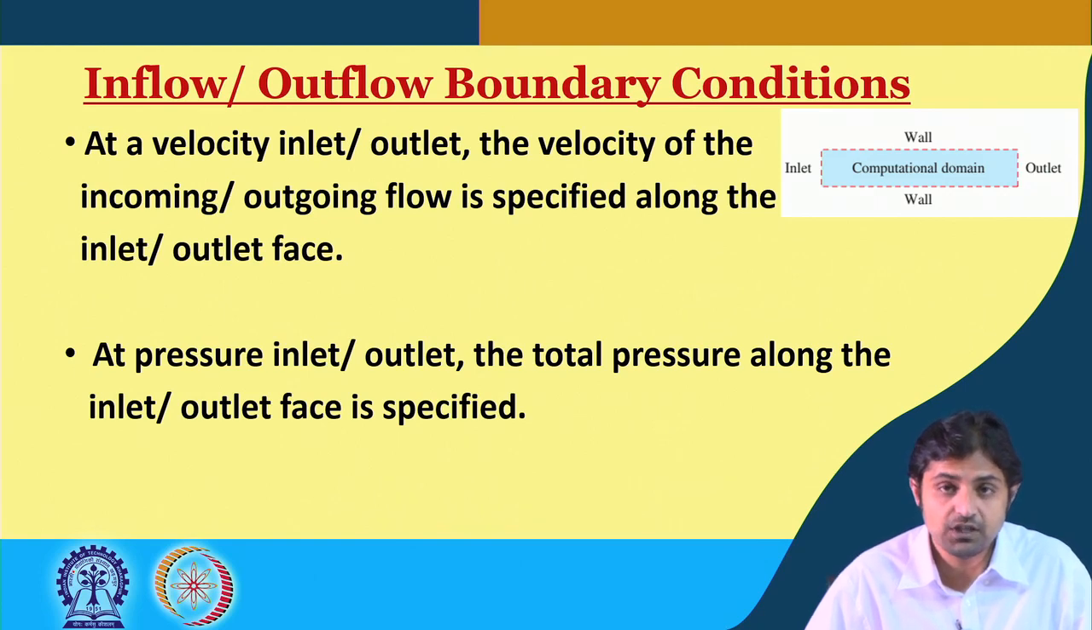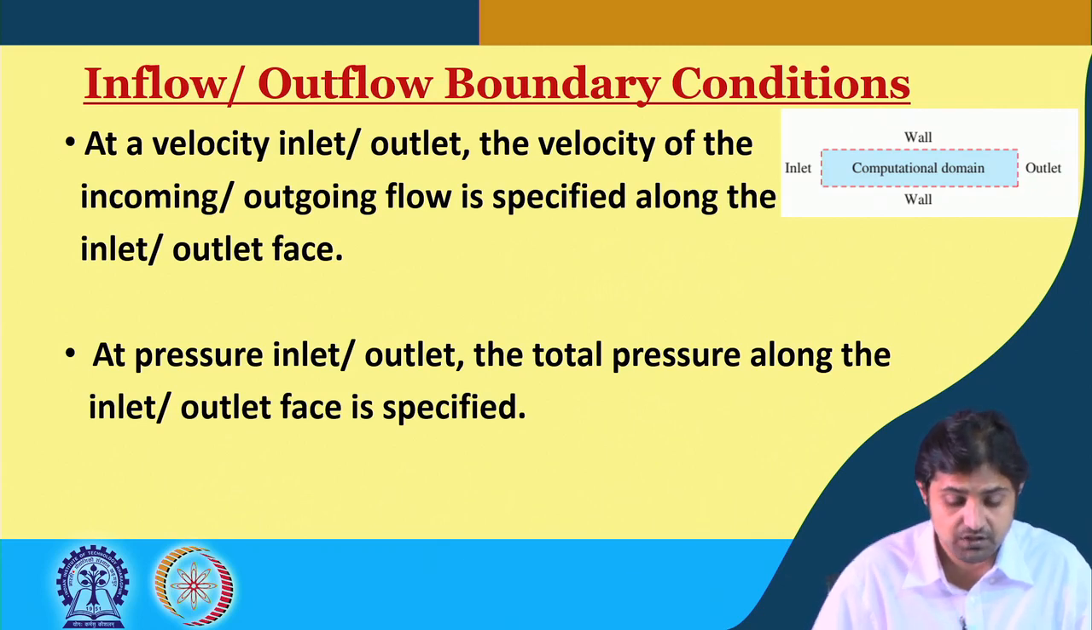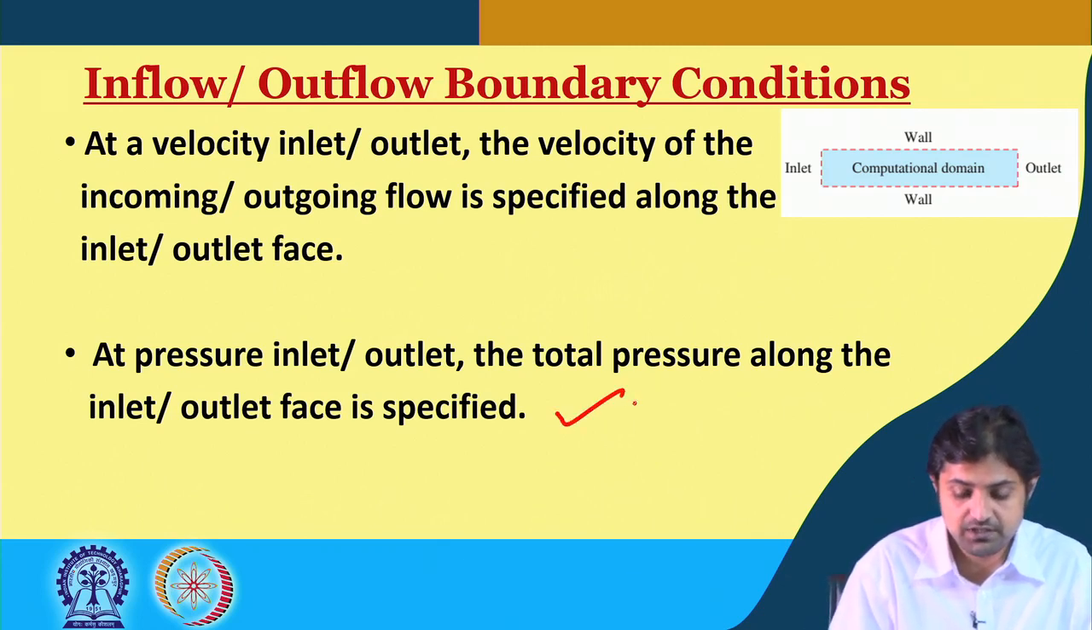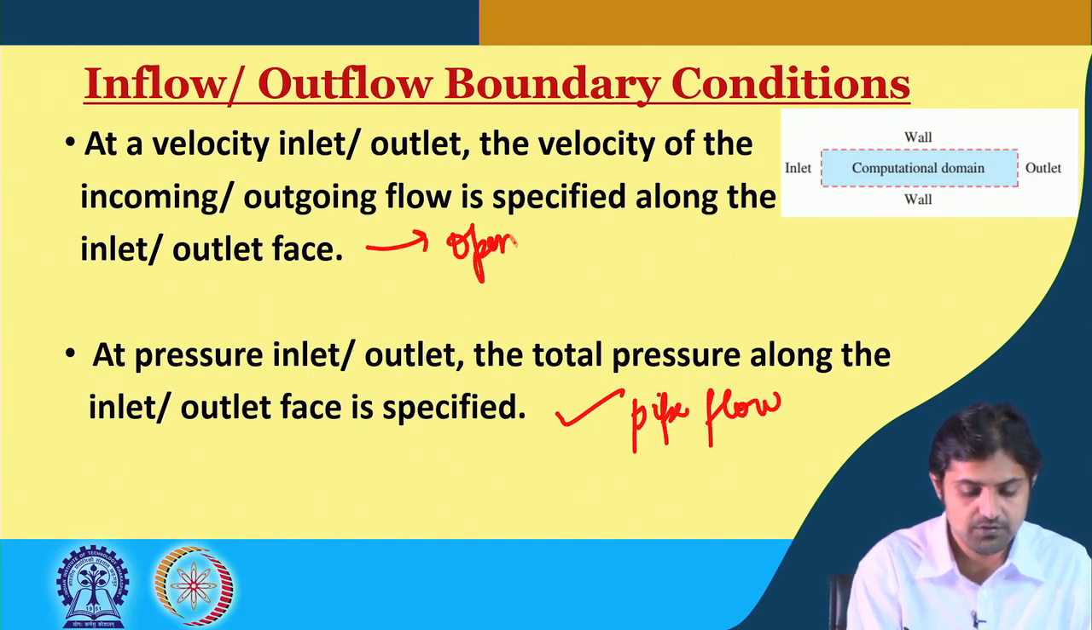So the specification can be in two forms, whether we want to specify the flow velocities at the inlet or outlet, or the pressure. One typical example here for the pressure is the pipe flow. Here it is open channel flow. All right.